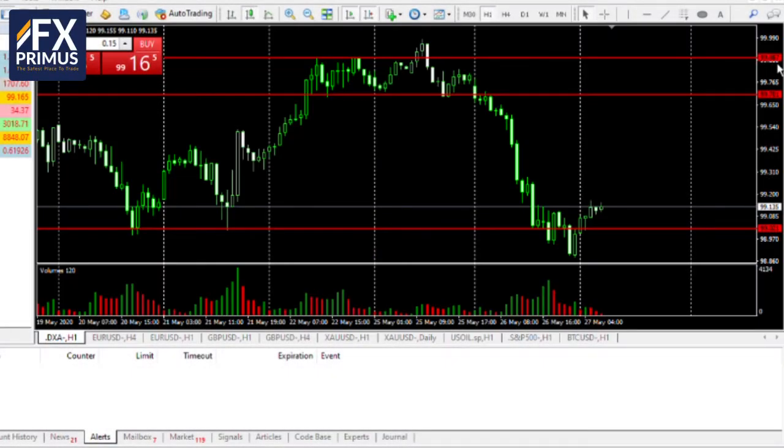Welcome to the technical charts analysis section. So today we're going to start off with the US dollar index. It's going to show us whether the US dollar was strengthening or weakening.